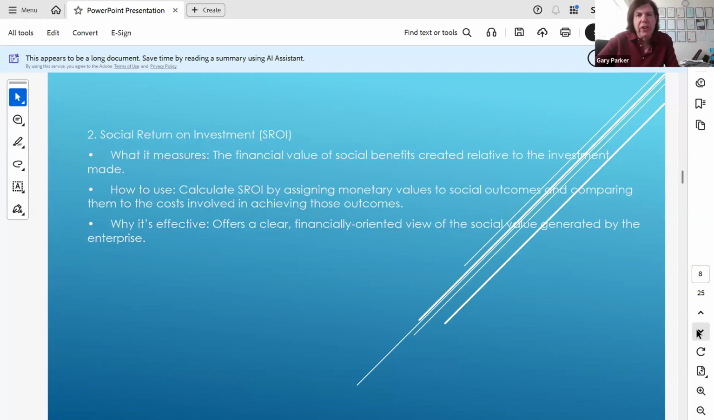This is the second one. This is called social return on investment, or SROI. I'm trying to keep this as jargon free as possible, but you need to learn some of these terms. What does SROI measure? It measures the financial value of social benefits created relative to investment made.